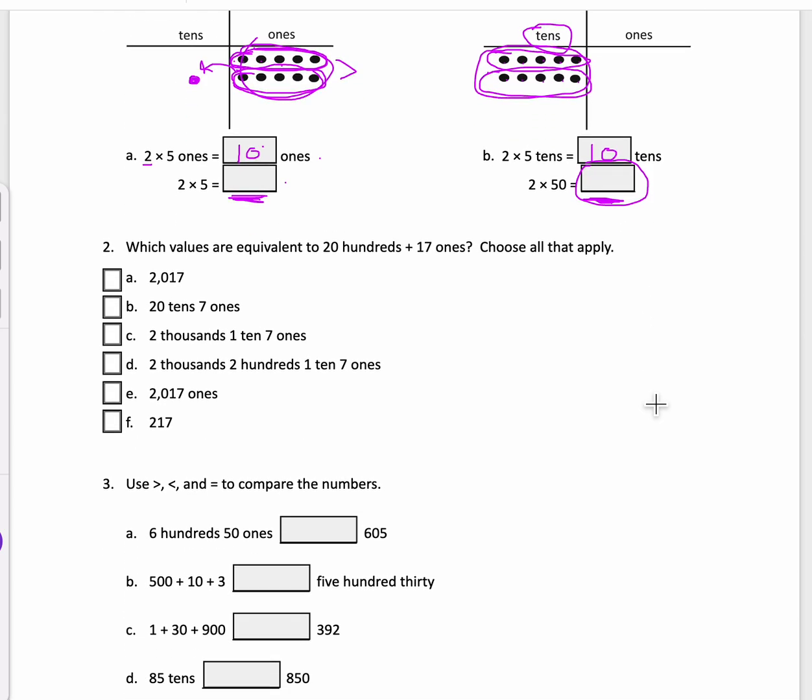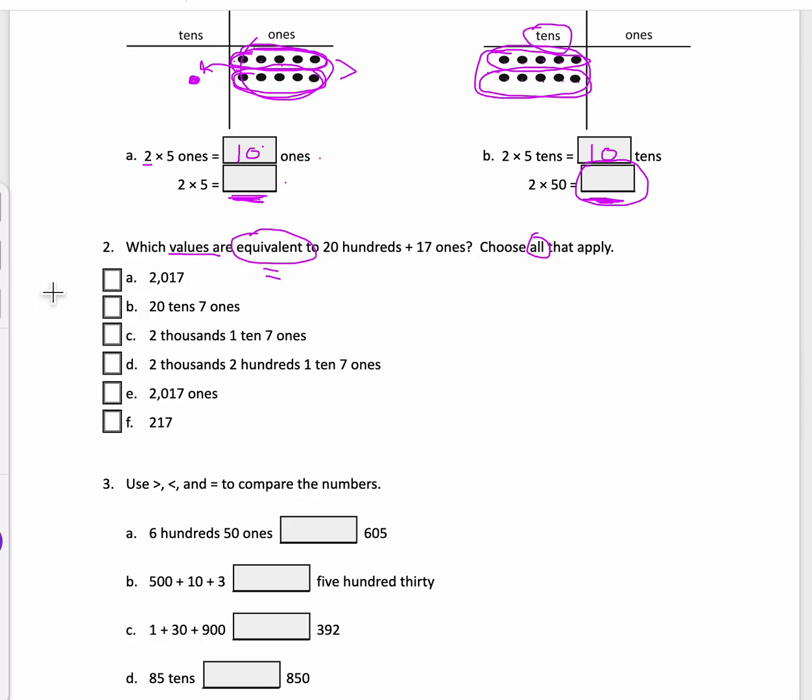Moving right along. Here we have a place value question. Which values are equivalent? Equivalent means equal to, okay? So if you want to imagine like this is a little equal sign right here, that might help, okay? Which values are equivalent to 20 hundreds plus 17 ones? Okay, it says choose all that apply. So there's going to be more than one answer here, okay?